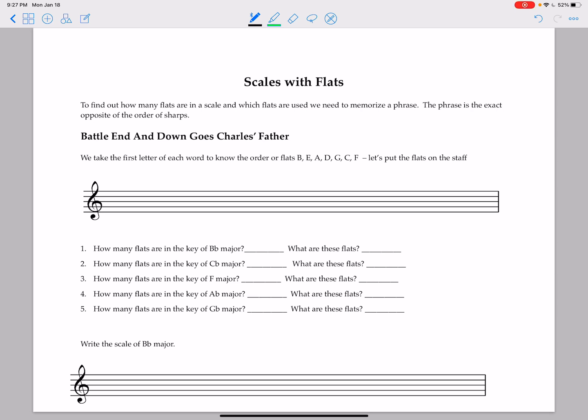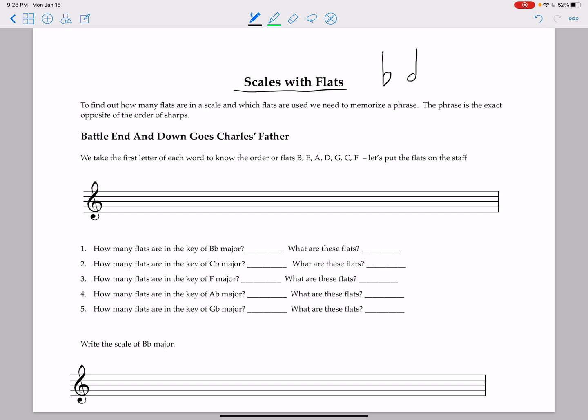Okay, let's learn how to write scales with flats. So a flat is the thing that looks like this. It has a line and then kind of like half a heart coming out of the bottom like that. And it's put in front of notes. Here's a note. And it lowers the tone by a semitone. So it makes a note a semitone lower.